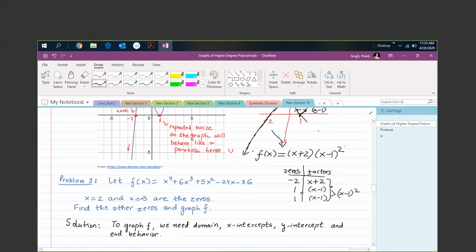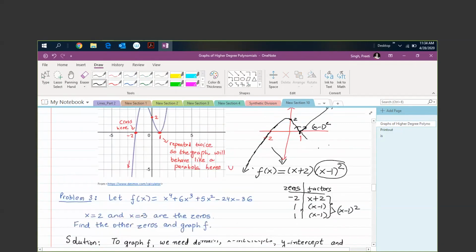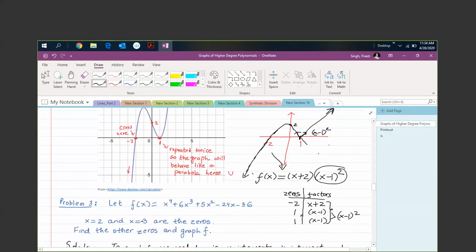So since this factor has a quadratic form, or it is x minus 1 whole squared, the graph of the function has to behave like a quadratic here. It's not going to cross it. It's going to behave like a tiny parabola at that particular point. Okay. But at the point -2, it's going to behave linear because this is a linear factor.